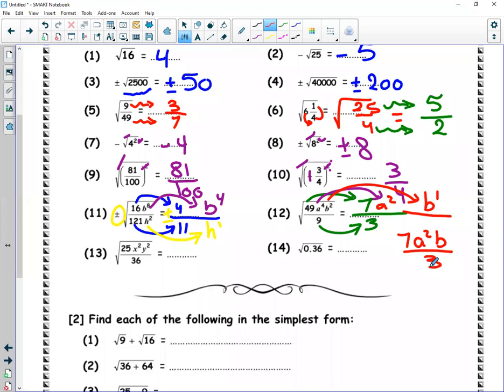Who can answer number 13? Anyone can answer? Muhammad, Yara, Bilal, Farah, Habiba, Noor. Me and Mr. Bilal.